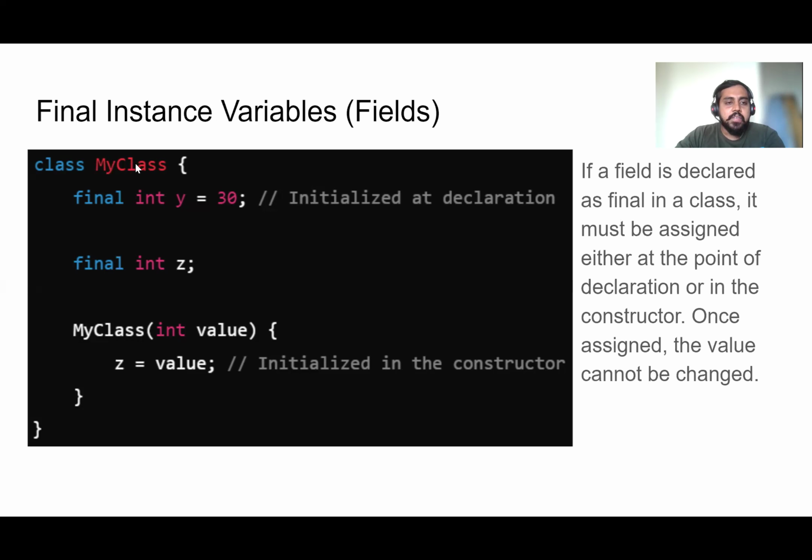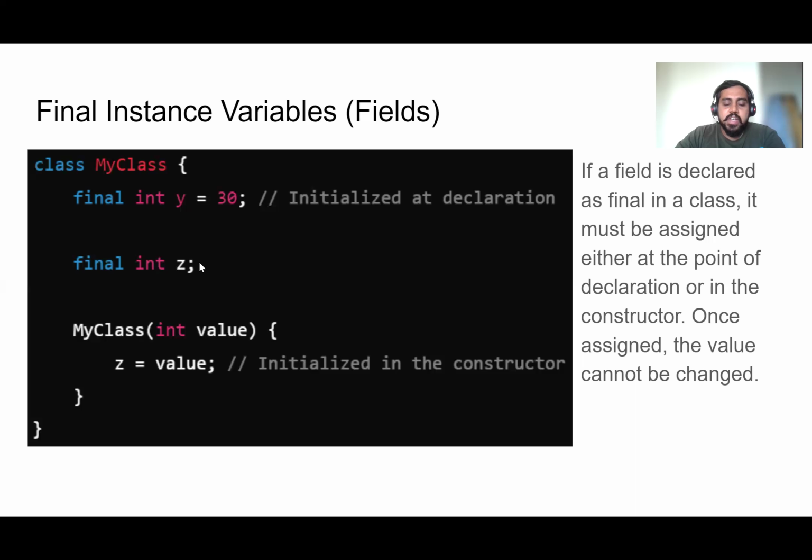I have a class called MyClass where I declared two variables, y and z, both of type integer, and I made both of them final. The first is final int y equal to 30, so at the time of declaration I'm just initializing its value with 30. The second variable is z. I made it final, but I have not initialized it here.